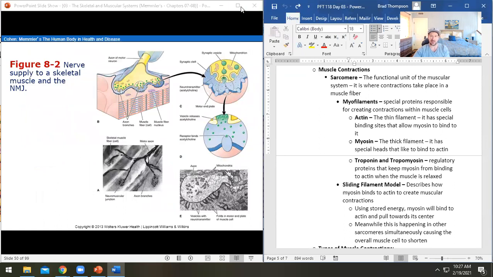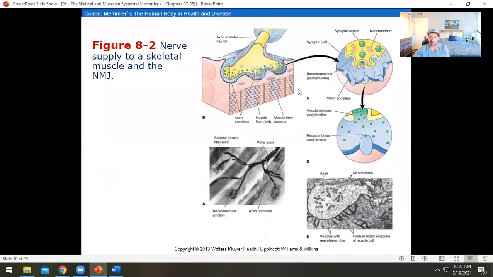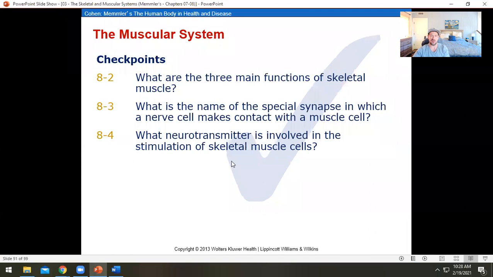Oh, shoot, hold on. I got to get through some of the pictures here in the PowerPoint. I got a little ahead. There's the motor neuron. There's the end plate where it's meeting. It's going to release acetylcholine through exocytosis. It'll bind to the receptor, and boom, that will kick off the muscular contraction.